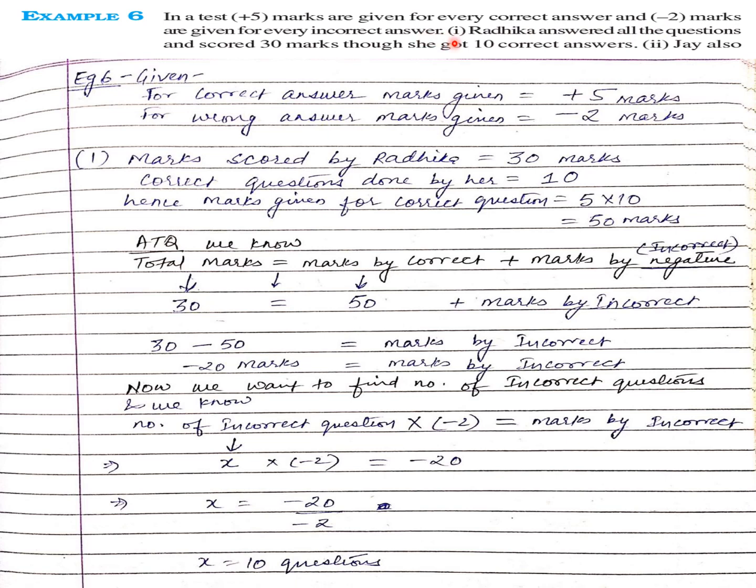Okay. Now, question says there is a girl Radhika. She answered all the questions and scored 30 marks in total, though she got 10 correct answers. So she got 10 correct answers, still she got 30 marks. So they want us to find number of incorrect questions done by her.